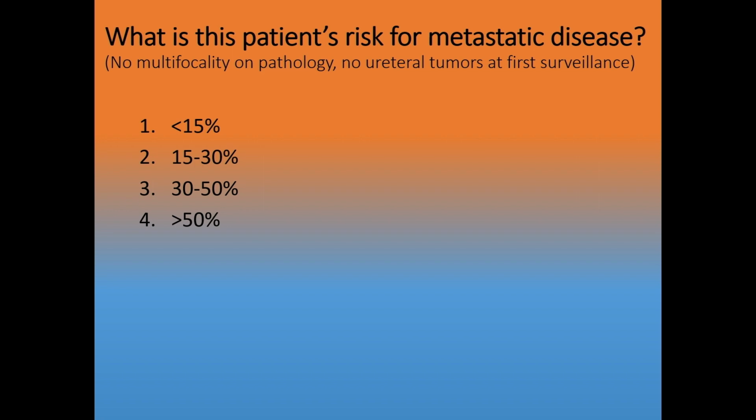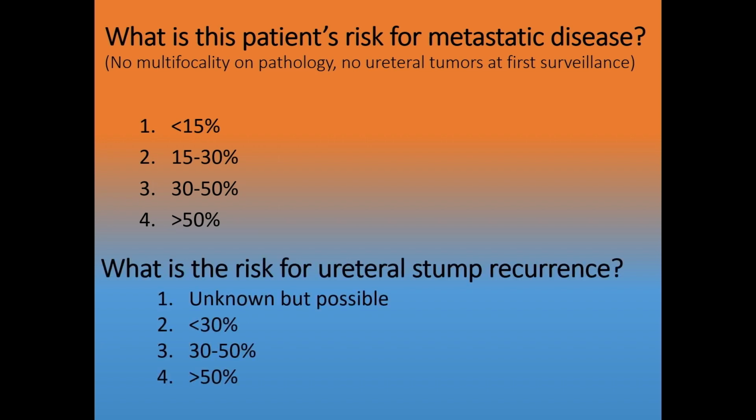So what's this patient's risk for metastatic disease? Let's try to be objective, rather than just going by gut feel. There are several ways that we can do this, and I'll show you in the next slide. But then let me ask you this, what's the risk for ureteral stump recurrence? Quite honestly, I don't know what that risk is. We don't have that data. What I do know is that there were no ureteral tumors. The ureteral margin was negative, and I did scope the patient at initial presentation and made sure that there was no residual tumor in the stump or the bladder.